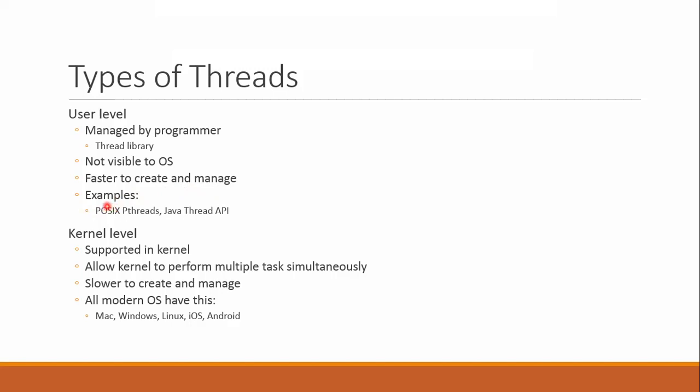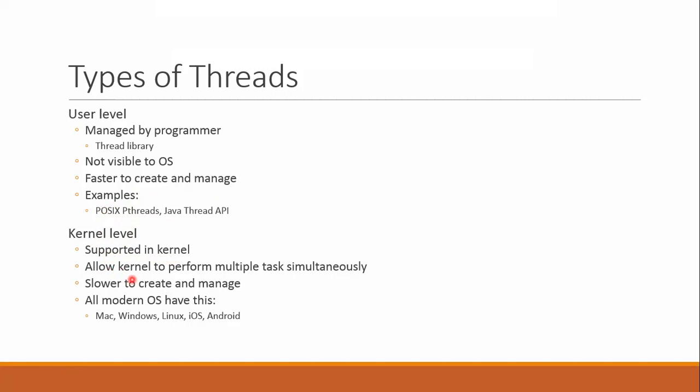The examples of user level thread libraries include POSIX pthreads and Java Thread API. Kernel level threads. Kernel level threads are supported by the kernel, by the operating system. So operating system directly supports these threads.